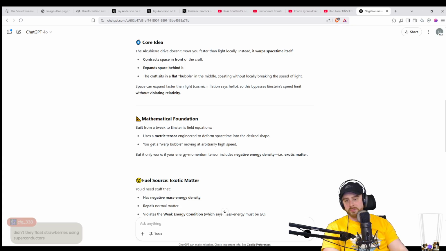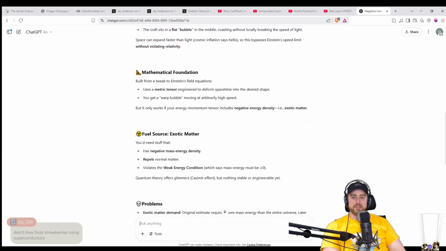Well, there you go. Fuel source is exotic matter. You need stuff that has negative mass energy density, repels normal matter, violates the weak energy condition, which says mass energy must be greater than or equal to 0, I think. Quantum theory offers glimmers, the Casimir effect, but nothing stable or engineerable yet.